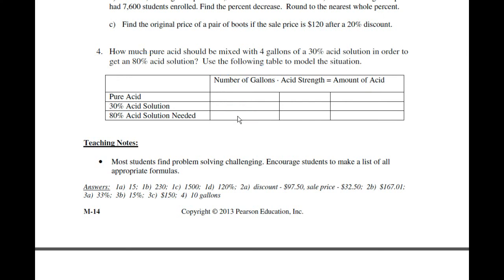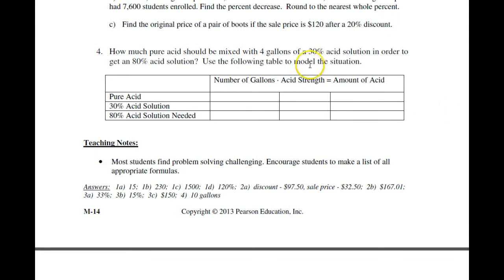Now, these mixture problems are going to be ones that some students have challenges with, but again, a chart is good, and let's see how it's used here. How much pure acid should be mixed with 4 gallons of 30% acid solution in order to get an 80% acid solution? Okay, let's start filling in.